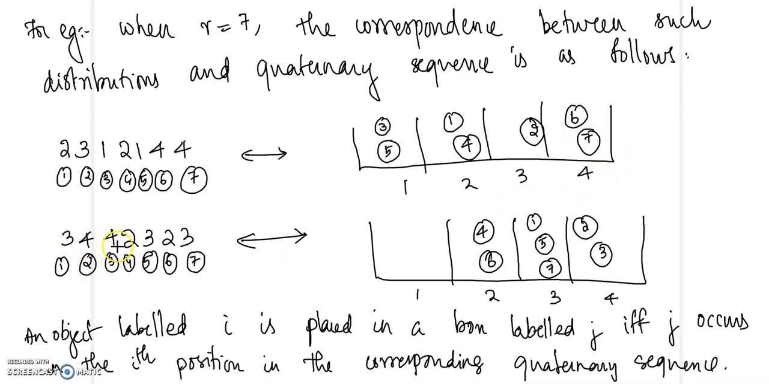And if you have 3 4 4 2 3 2 3, the objects 4 and 6 go to 2, 1, 5 and 7 go to 3, and 2 and 3 go to 4. Or an object labeled i is placed in the box labeled j if and only if j occurs in the ith position in the corresponding quaternary sequence. So this is the correspondence we have.